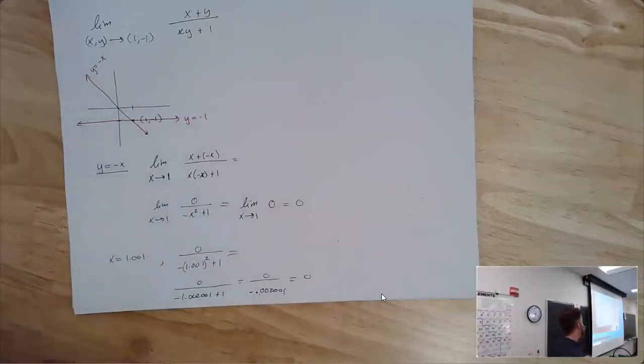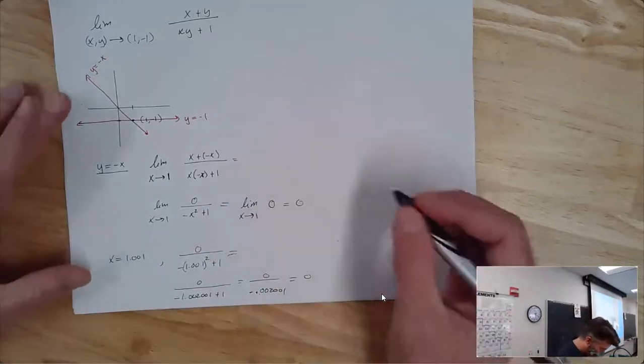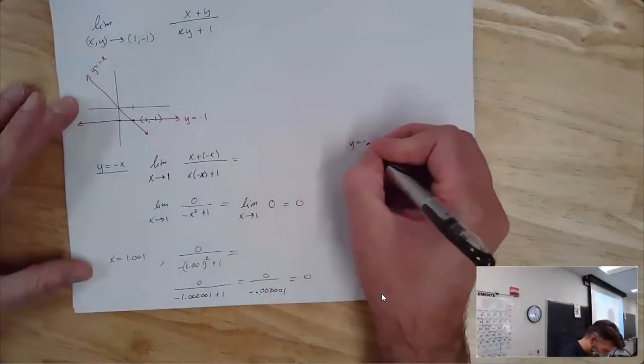Especially if you have a point that is not the origin, it usually makes sense to pick paths that are straight lines first. So usually a horizontal line or a vertical line, always easy. And y equals negative x is a great choice here. So if we pick y equal to negative 1, let's see what happens.